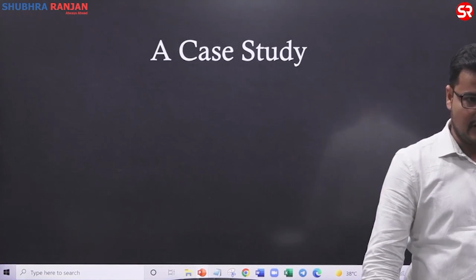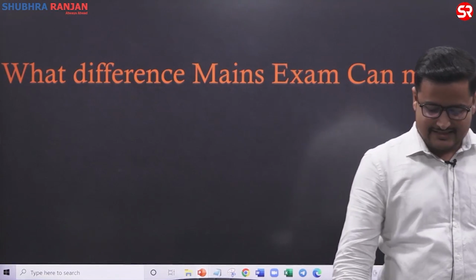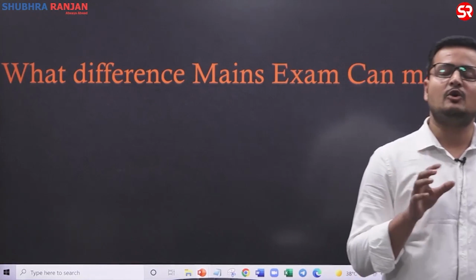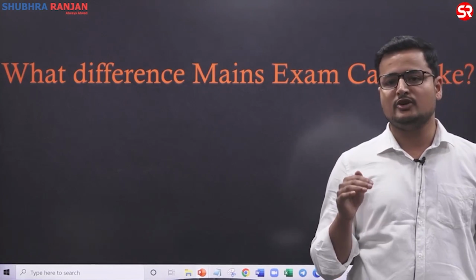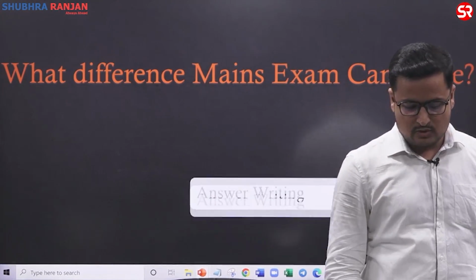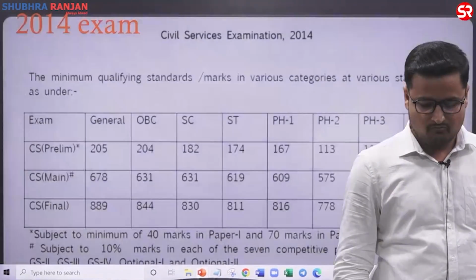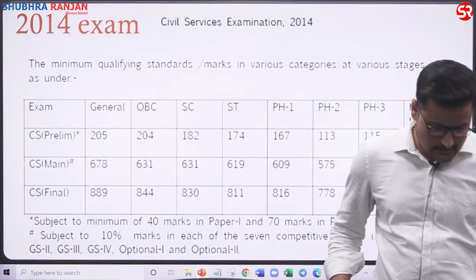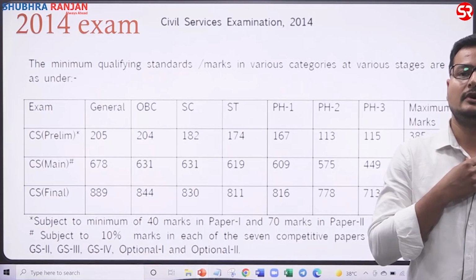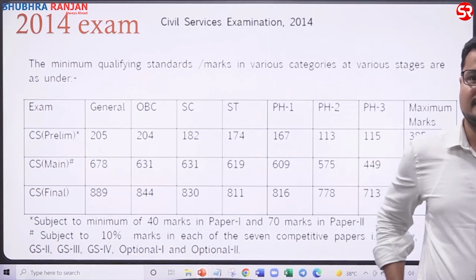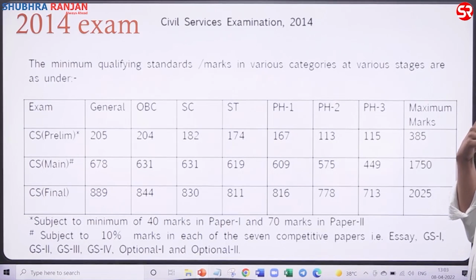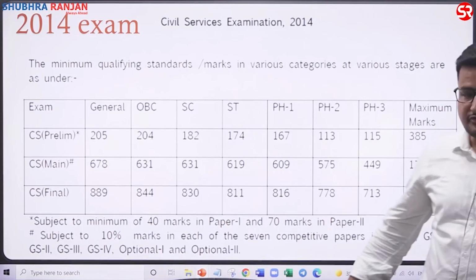So why answer writing? There's a case study. This case study will show you the power of the mains exam, and how answer writing can make a difference in your preparation and ensure your selection in the final list. So in the 2014 exam, this is the cutoff list. Who topped the 2014 exam? Ira Singhal. So if you look at the chart, 889 was the final cutoff.